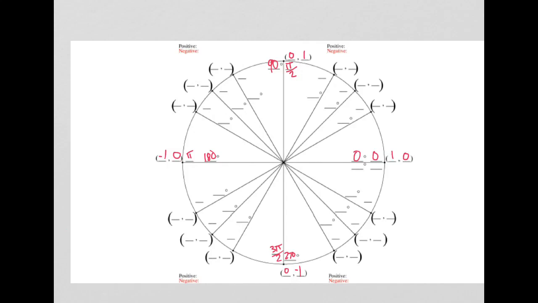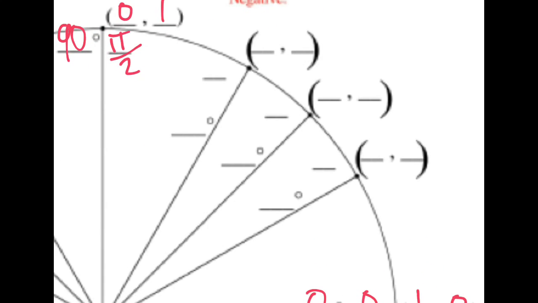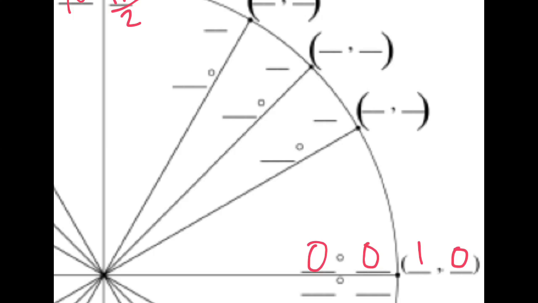And now we need to figure out the other ones. Well, let's fill out the first quadrant, and then let's use symmetry. So this first line here, 30 degrees, is the same as pi over 6 radians. And these are the values that we figured out from those triangles. The x value is root 3 over 2. The y value is 1/2.